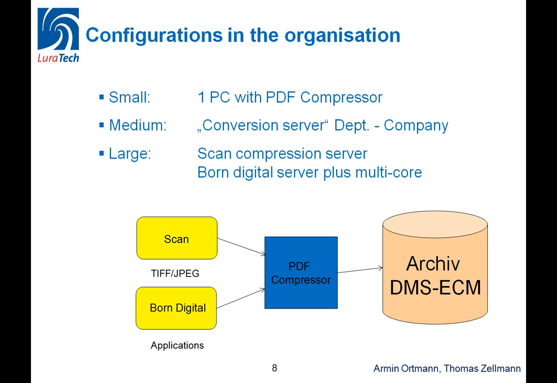Then you have a multi-core system, and we have customers which use 8 or 16 or even 32 core servers to handle a high workload, but PDF Compressor is also able to work in the background without a lot of administration or problems. But then it may be really the case that you say, okay, in my digital mailroom I have a scan compression server, so you have one dedicated hardware or part of your VMware configuration which is used for the scan compression, and maybe also for other application areas you have a born digital server, and if this goes into high volume, there's obviously the multi-core option.